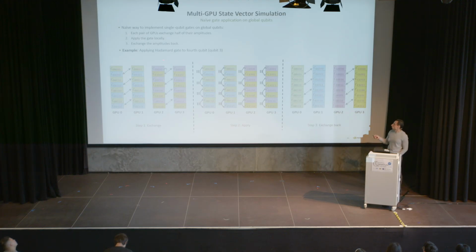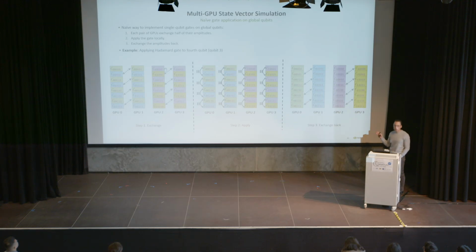Here's an example of applying the gate to the global qubit 3. GPU 0 and GPU 1 will exchange half of their amplitudes. Similarly for GPU 2 and GPU 3. Then each GPU executes the gate application kernel independently. And once they are done, they move the amplitudes back. Now with this approach, you see we need to exchange the amplitudes twice for each gate application: once before and once after each gate application.